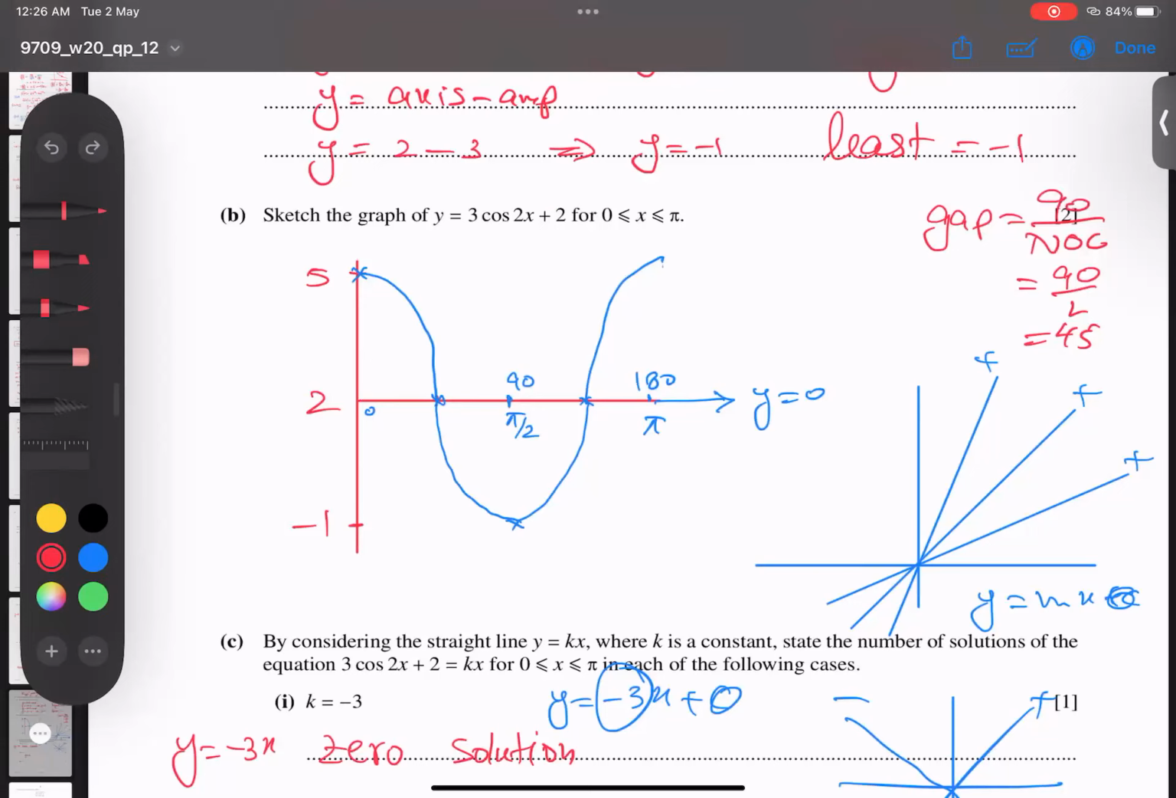Y is equal to 3x. Now 3x is very simple. What is the x value? For example, this is 3 actually, where is 1?